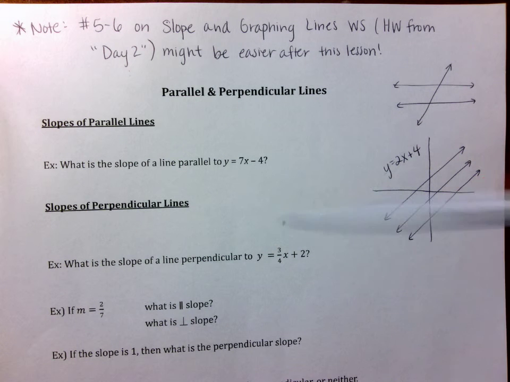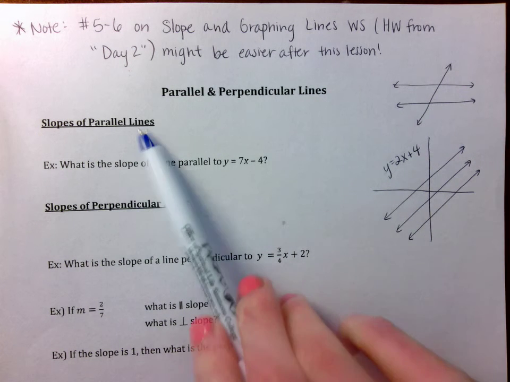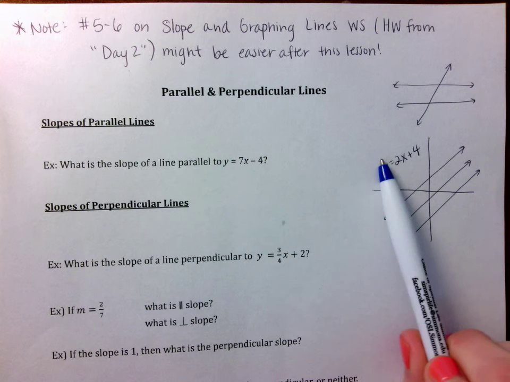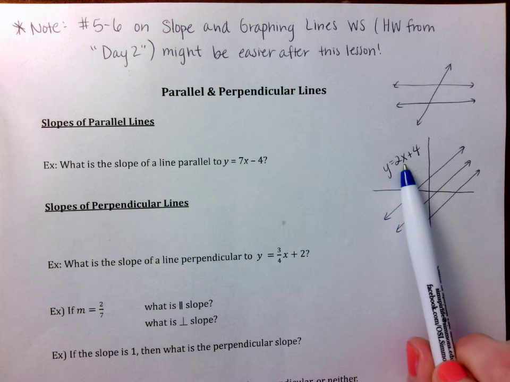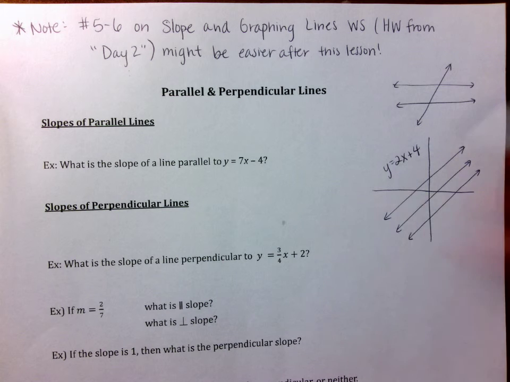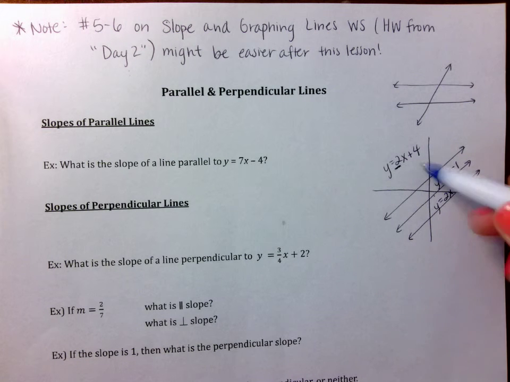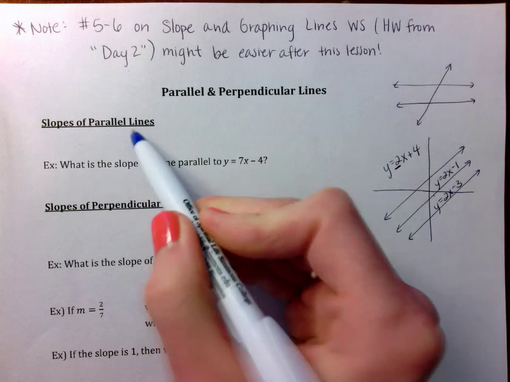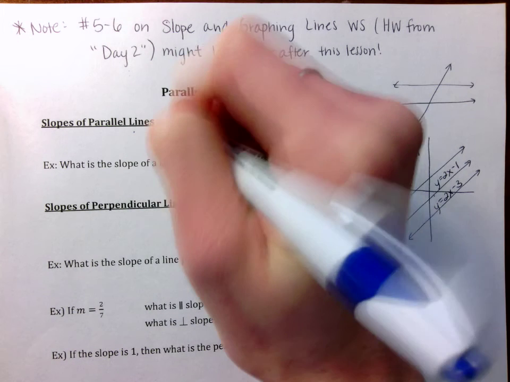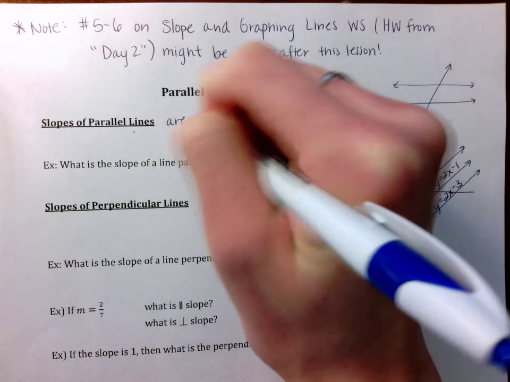Okay, so parallel lines that we just talked about, there's an infinite number that would be parallel, and they would all have something in common, which is their slope. So if this line was y equals 2x plus 4, this line might be y equals 2x minus 1, and this one might be y equals 2x minus 3, and so on and so forth. So the quality of parallel lines is that their slopes are equal.